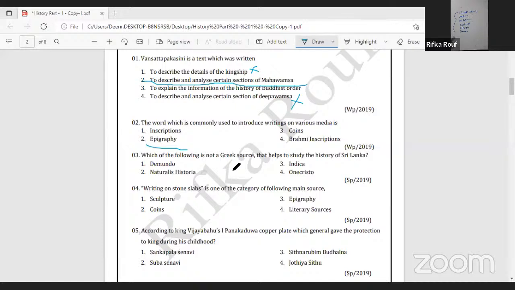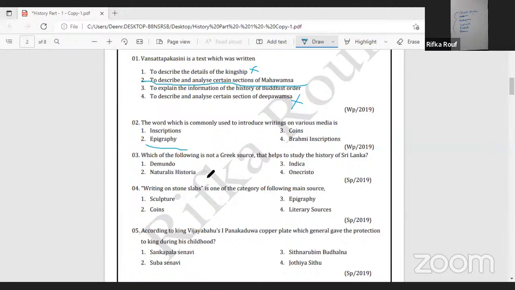Now the question is, which of the following is not a Greek source? So Demundo is by whom? Aristotle. Very good. Demundo is by Aristotle. So see children, those who don't know, if you are listening to me carefully, you are learning it. Do you understand? So Demundo is Aristotle, right?